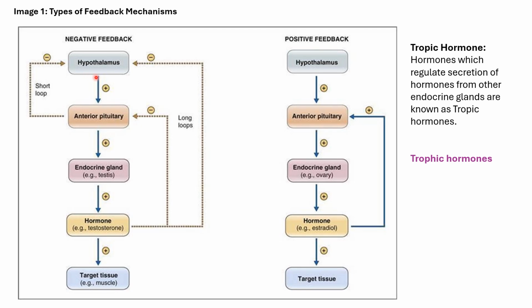So hypothalamus has secreted a hormone which is a tropic hormone. That tropic hormone goes to the anterior pituitary. As a response, the anterior pituitary secretes a hormone, and this is also a tropic hormone, so it goes to another endocrine gland and it causes that endocrine gland to secrete its specific hormone. So in this example, we are using testes. So now the hormone from the anterior pituitary is acting upon the testes. As a result, the testes secrete testosterone.